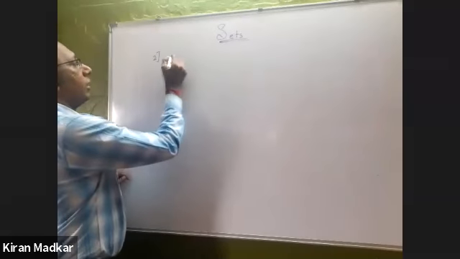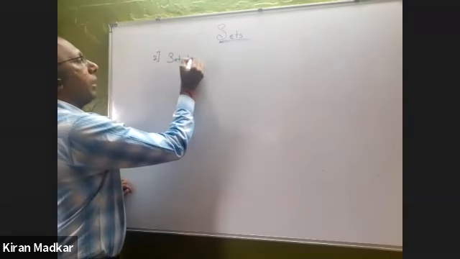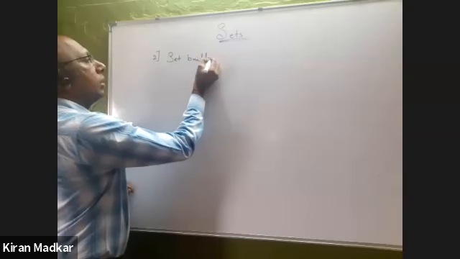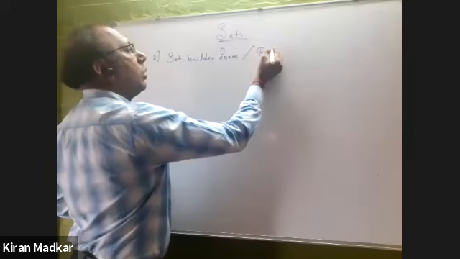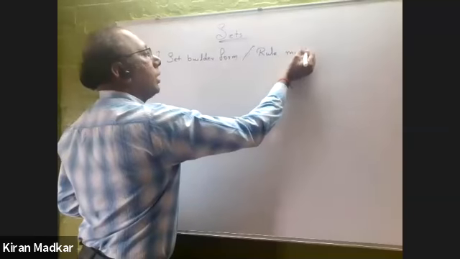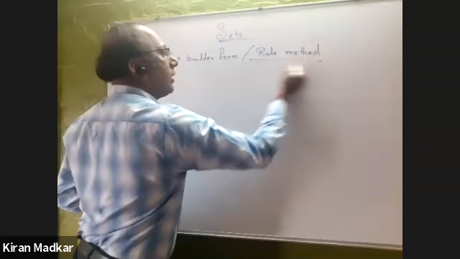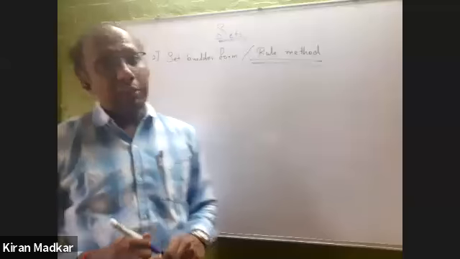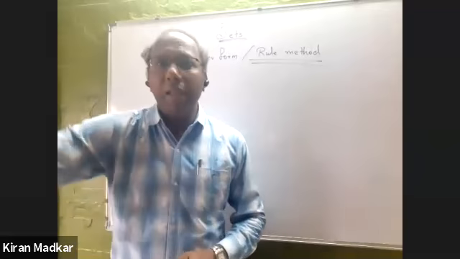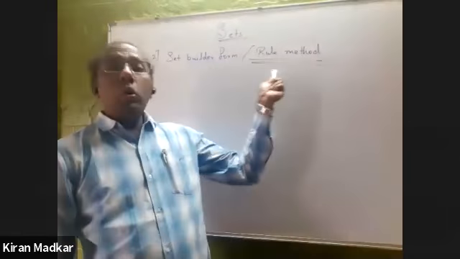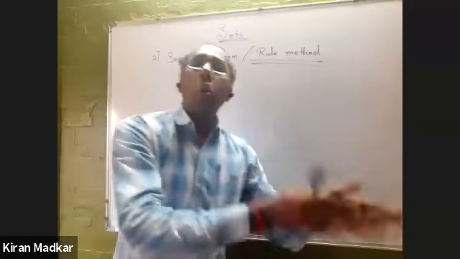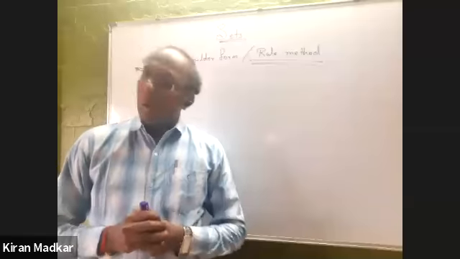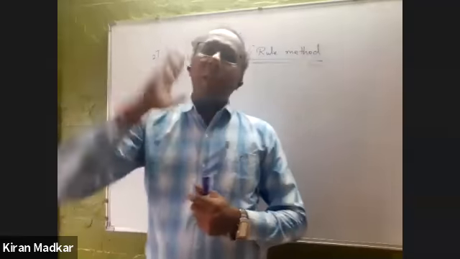The second way, set builder form, which is also called as rule method. In a name itself it is mentioned. जैसे मैंने बोला वो था listing method where we list the elements. This is a rule method where a set is written in the form of a rule, formula. Okay? So let me take the same example over there.